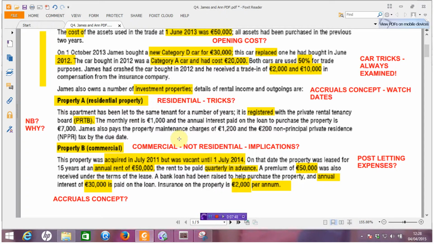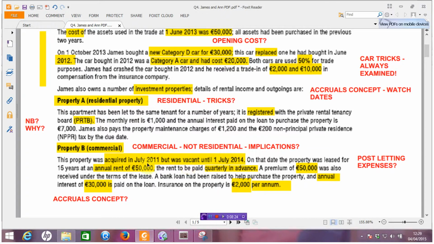Okay. Moving on to property B, this one's commercial, so obviously not residential. What are the implications of that? Again, I think it has something to do with interest. Now, what they do is they play the accruals trick here in one sense, and what we've got to be ready for is this idea of a split between pre and post-letting expenses. In other words, this property was only let from the 1st of July. So what we've got to be aware of is really it's only the expenses from that date onwards that are going to be deductible. Anything prior to that is not going to be deductible.